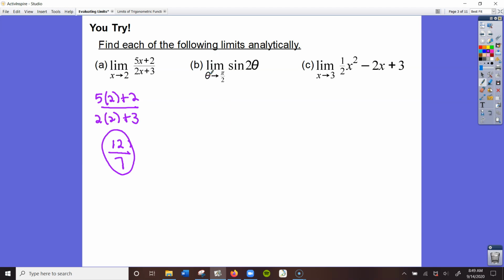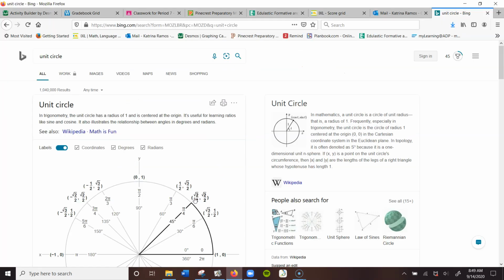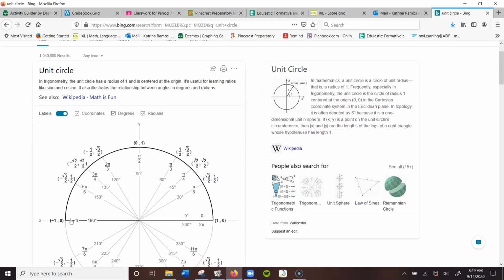For the limit as theta is approaching pi over 2, we're just going to plug it into sine of 2 times pi over 2. Now all of this is the angle, so we can cancel out these 2's. This then leaves me with the sine of pi. And if you look at your unit circle, which I'll pull up just in case, if I go to pi, the sine of pi, which is the y value, is 0.